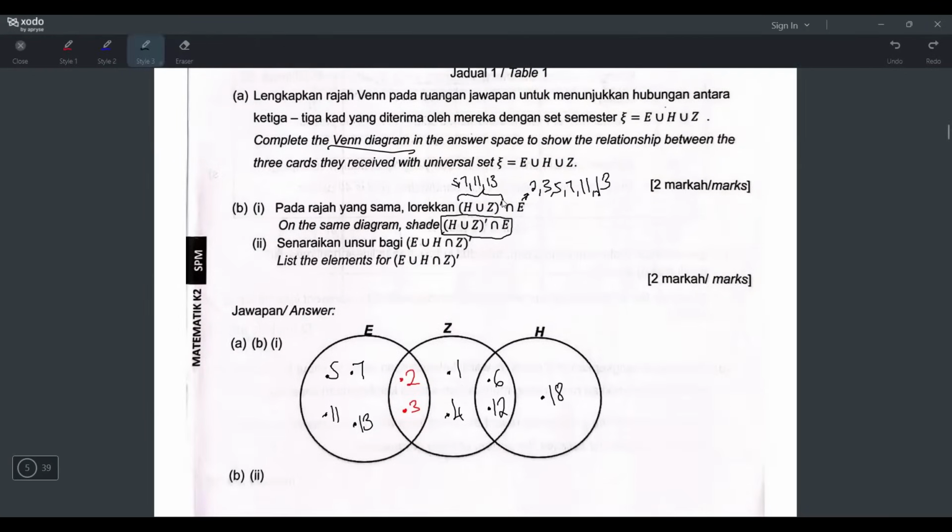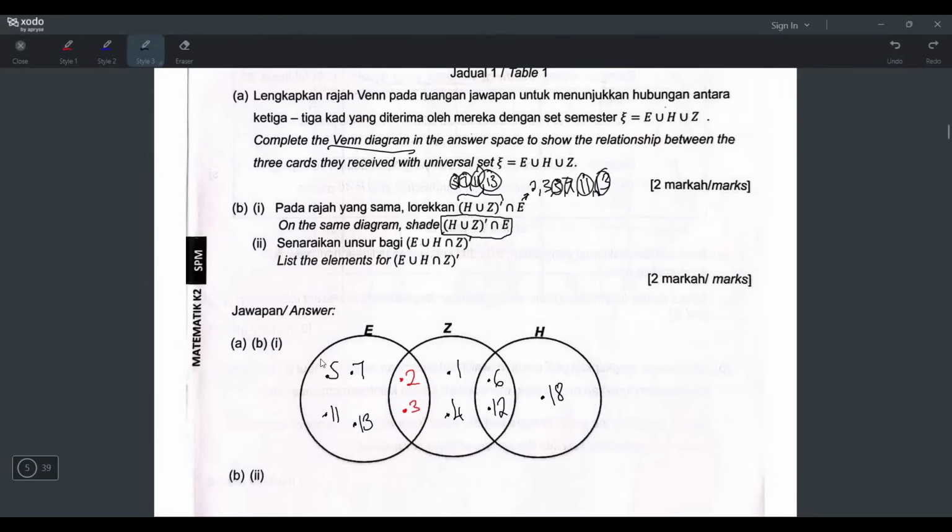Okay, intersection means what? Kalau union, you gabung semua. You gabung dua-dua. Tapi kalau intersect, you jangan gabung. Intersect, you ambil yang dua-dua ada saja. Ataupun you ambil yang overlap. So 5, 7, 11, 13, 2, 3, 5, 7, siapa overlap? Which element both of these have? So you can bulatkan 5, 5, 7, 7, 11, 11, 13, 13. It means your answer will be 5, 7, 11, 13.